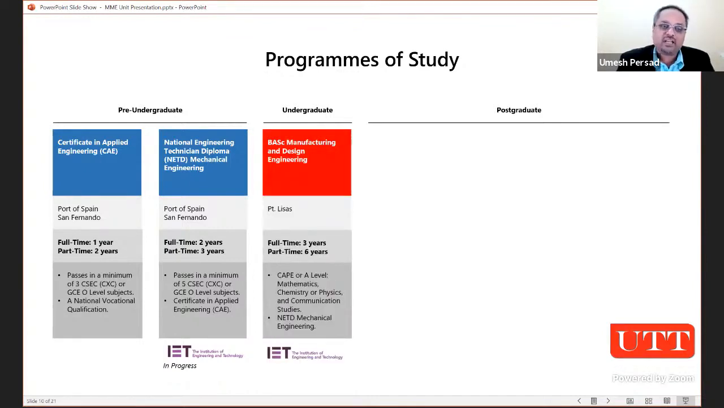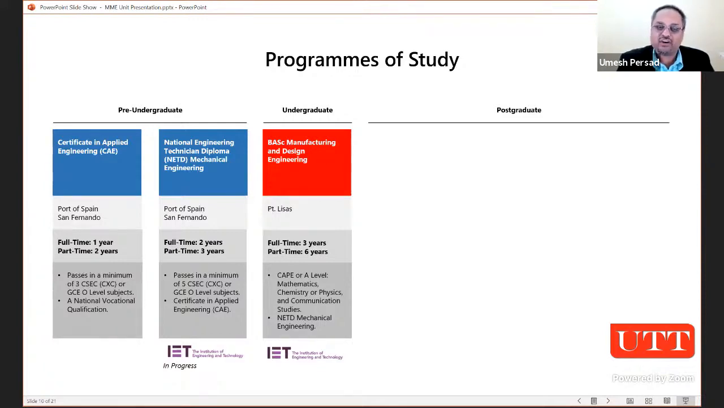At the undergraduate level, we have our BASc Manufacturing Design Engineering, and this is housed at Point Lisas. Full-time is 3 years, and part-time it's 6 years. And for this, we have the entry requirements being CAPE or A level, maths, chemistry or physics, and communication studies. Or you could have the NETD Mechanical Engineering for smooth flow into the BASc. Our BASc is currently accredited by the IET, as well, the Institution of Engineering Technology.